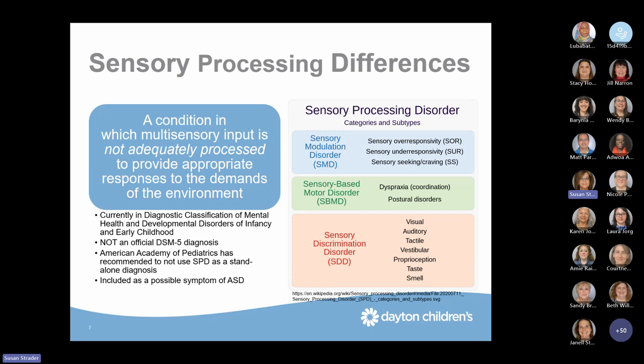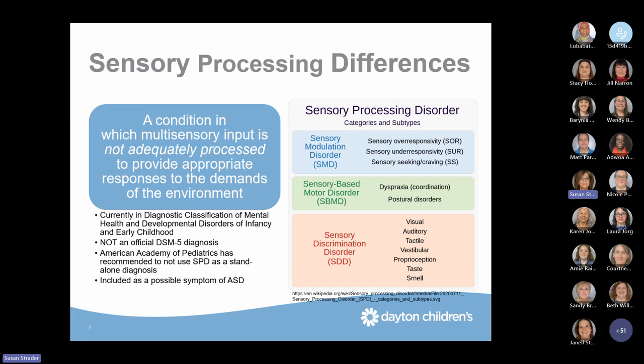Sensory discrimination disorder is when the central nervous system can't process those sensations. So they can't use that information to function. Maybe the child has difficulty processing sensations of pain. Maybe they can't tell the difference between two different sounds. Or when they feel faint, they can't connect that it's because they're hungry and they just don't know why.